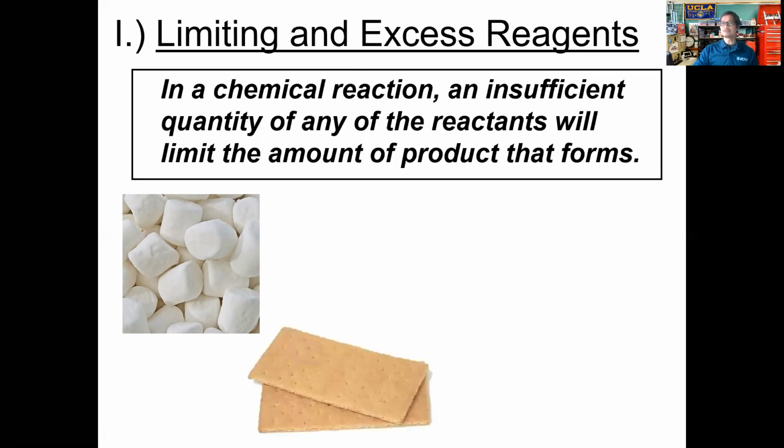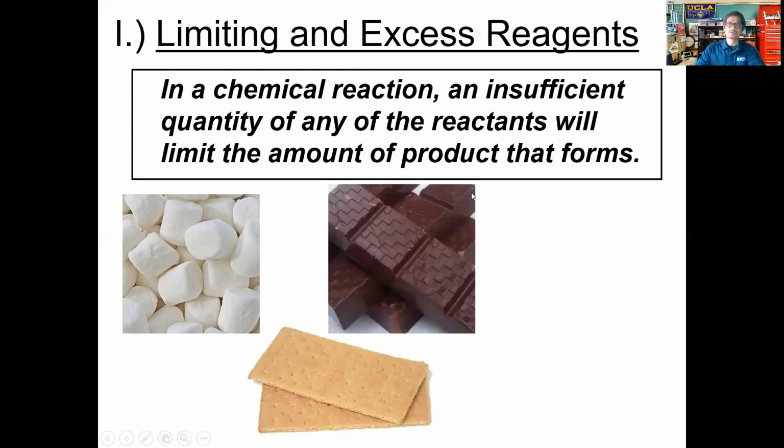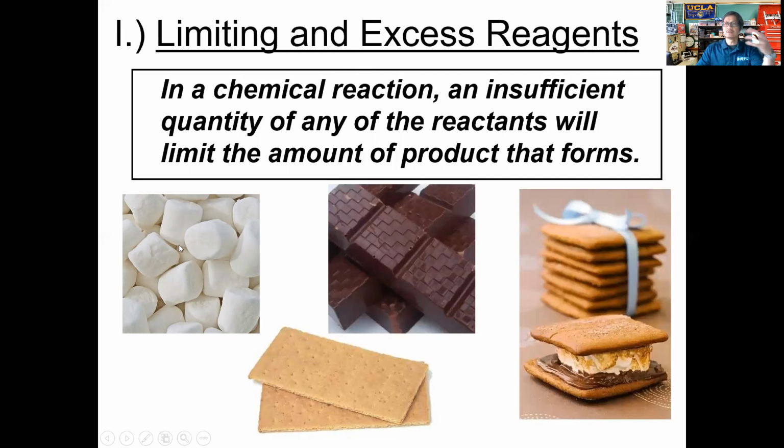For example, when you make s'mores, if you don't have enough marshmallows, that will determine how many s'mores you're going to get. The way you make a normal s'more is that you take one marshmallow, a couple of chocolates, and a couple of graham crackers. If you run out of marshmallows first, you're not going to make any more s'mores. I guess you can continue on and put a piece of chocolate between two graham crackers and eat that, but that's not your s'more.